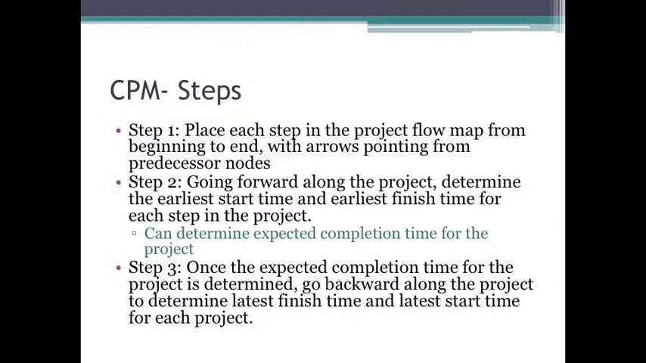Now, it's important to note that once you have the earliest start and earliest finish time for each step in the project, you know how long the project is going to take. That determines the expected completion time for the project. However, there's more to managing a project than just knowing how long it's expected to take. So, step 1, go forward through the project to draw the project flow map. Step 2, go forward and determine the earliest start and earliest finish time for each step. And step 3, go backward through the project to calculate latest finish and latest start.